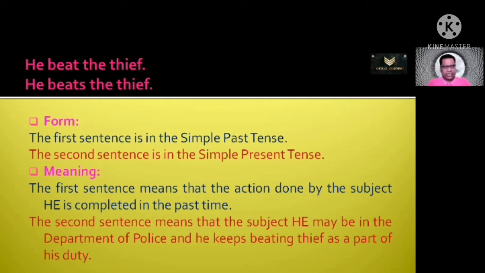Suppose you are an ordinary person of the society, a common man. Do you come across the thief every day and you keep beating the thief every day? No, not essential. But here, if at all somebody is working in the department of police, so probably the police may come across a thief every day. And that's why it is really regular action for them to beat a thief. So you can simply say, he beats the thief. So these are the two meanings that you can derive from these two sentences.